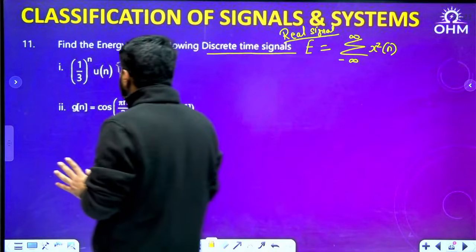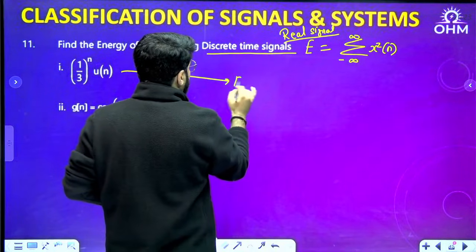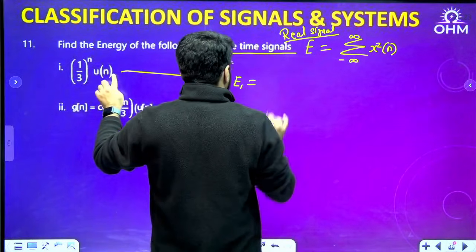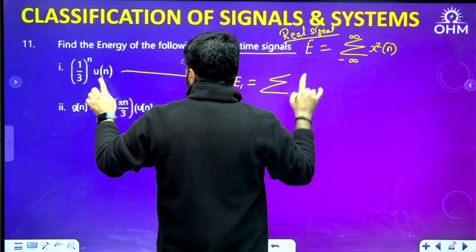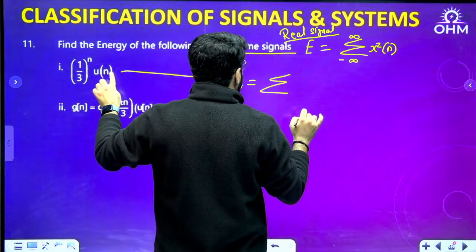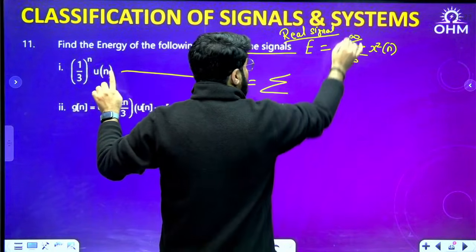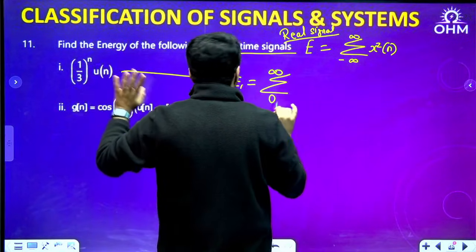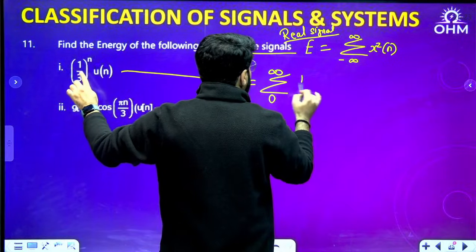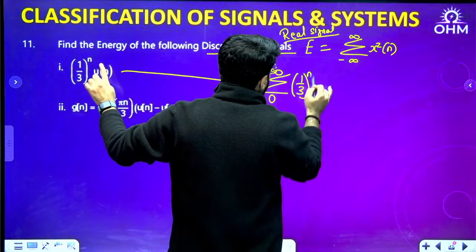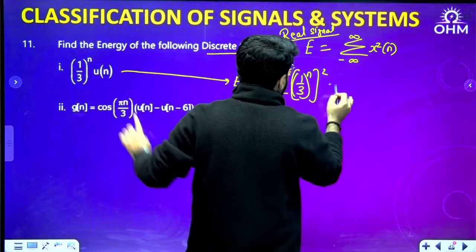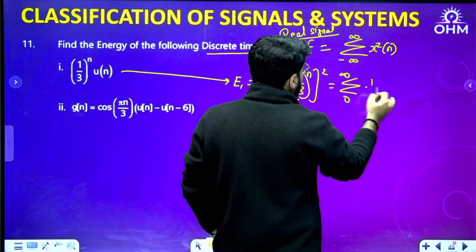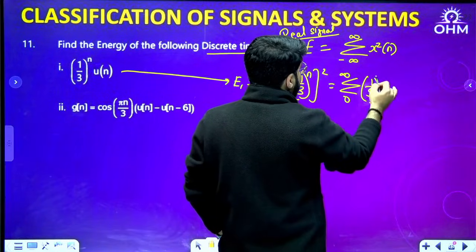So for the first one, the energy will be given now. This first signal has u n. So u n only exists from 0 to infinity. The unit step starts from origin. The general limit is minus infinity to infinity, I will write 0 to infinity because the signal has u n. Then square of the signal, 1 by 3 power n whole square, or you can directly take the square of 1 by 3 first. So this is summation 0 to infinity of 1 by 9 whole power n.